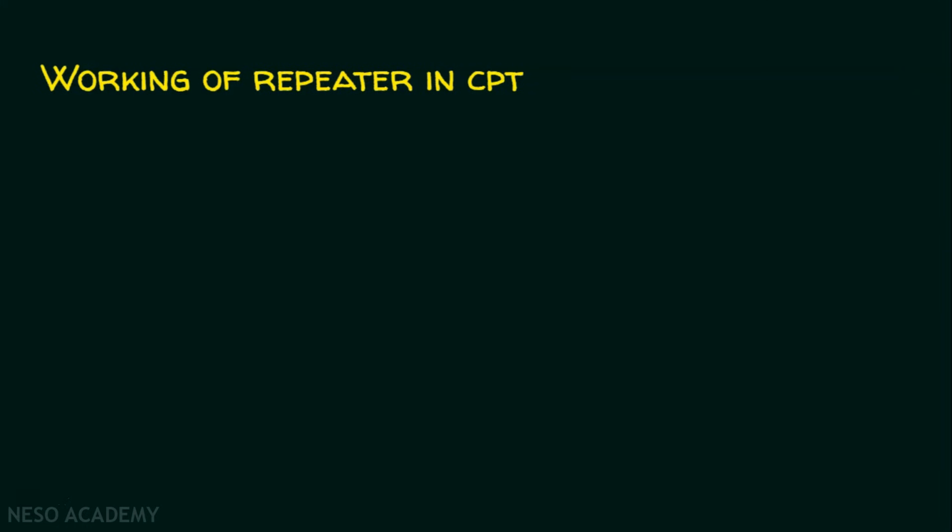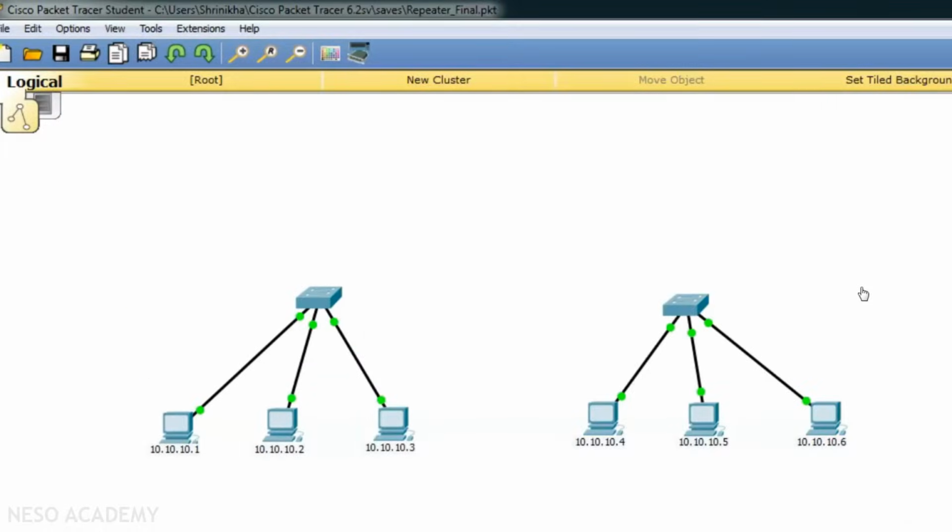I have already created the scenario. I have only one local area network here. Though I have 2 switches, all the computers belong to the same network, so I have created only one local area network. This computer has the IP address 10.10.10.1 and the others have 10.10.10.2, 3, 4, 5 and 6. All these 6 computers belong to the same local area network.